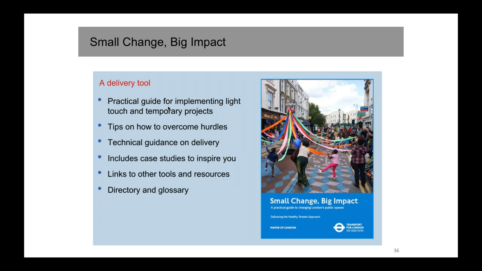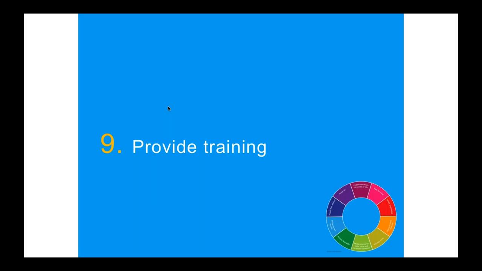The next tool is called Small Change, Big Impact. And this is a how-to tool. So this is a tool for not those who are assessing or designing streets, but actually people who want to try something out, whether it's a temporary change to a street or whether it's making a small change to a street, like this example here, which is a kind of street festival to get the community using a street differently.